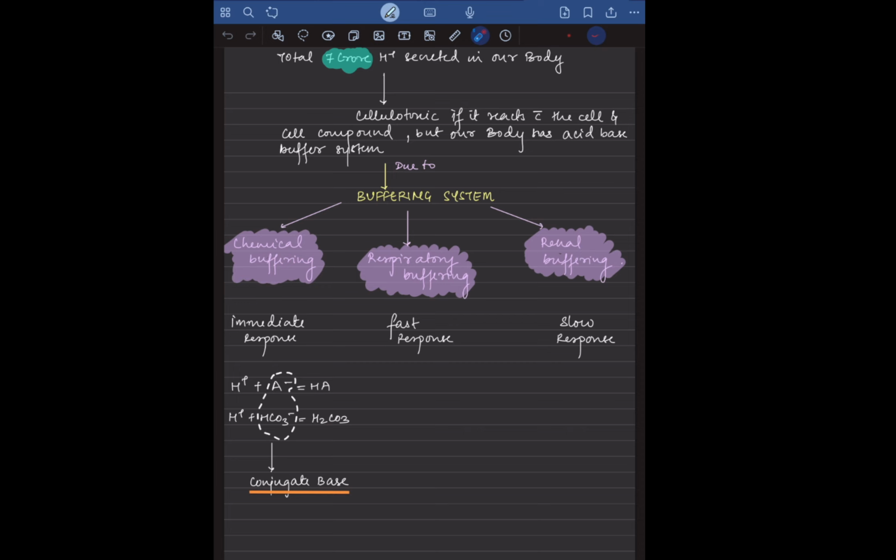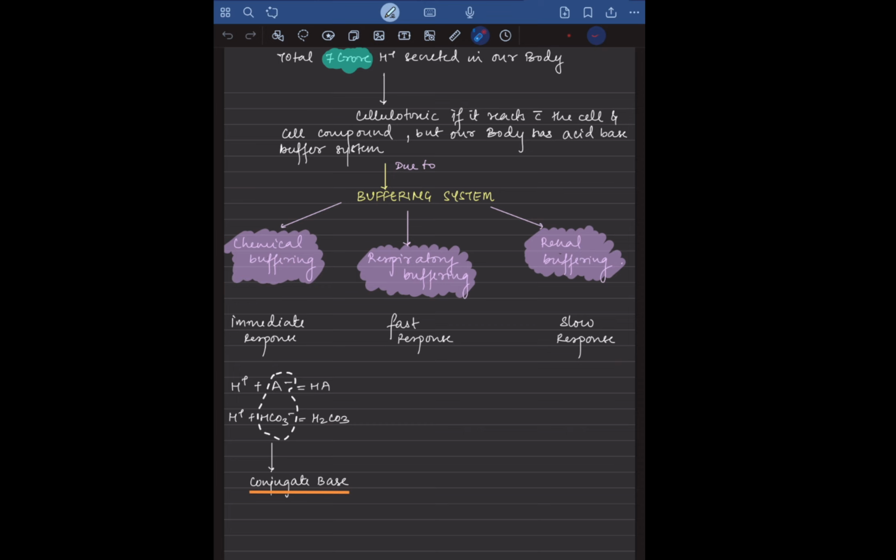So we have three buffering systems. There is a chemical, a respiratory, and a renal buffering system. The chemical buffering system provides us with an immediate response. Respiratory buffering has a fast response, but when it comes to the renal buffering, it has a slow response.